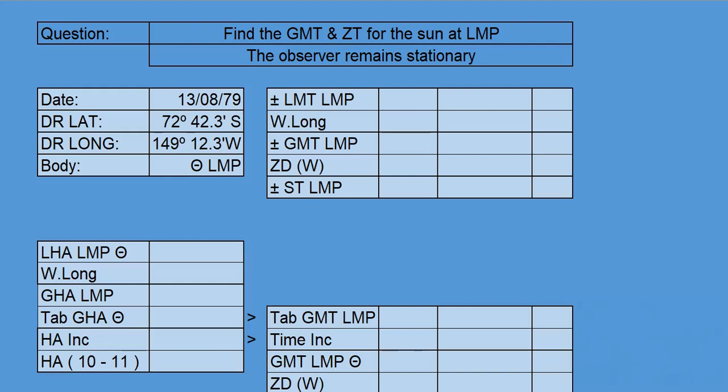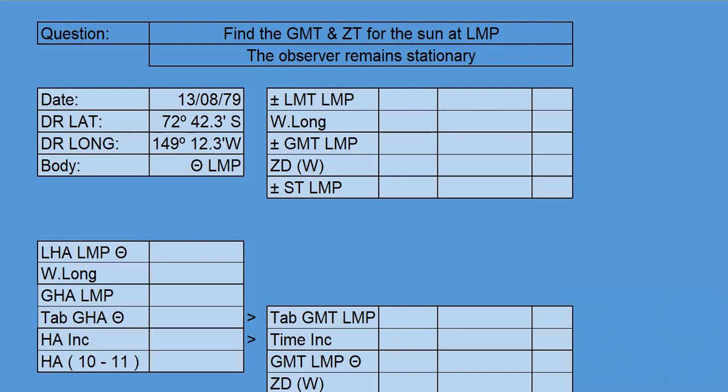In this video we'll be having a look at finding the time, the GMT and also the zone time for a heavenly body, which is in this case again the Sun, at lower meridian passage. Now the observer still remains stationary, which means it's not too different from the calculations we've done before.